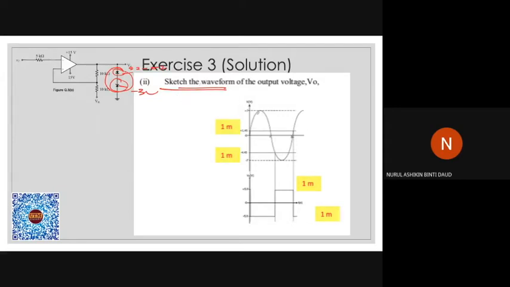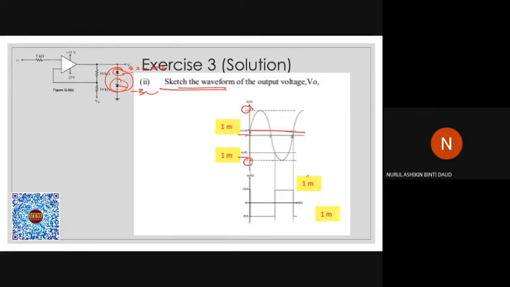Okay, and then you need to sketch here, and this is the positive. This is positive and this is negative. So this will be the UTP, and this will be the LTP, based on what you have calculated just now, and then draw the output. Based on here, draw the output. As you can see, like just now.